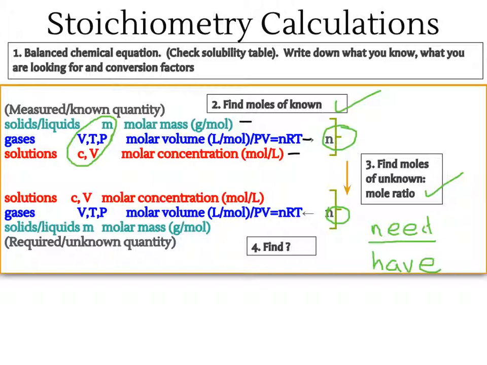Your last step is going to be find your question mark. And your question mark, again, could be a variety of different things. Could be concentration or volume of a solution, could be volume, temperature, or pressure of a gas, or it could be mass of a solid or liquid. You're going to have to use the appropriate conversion factor in order to get you to your question mark.